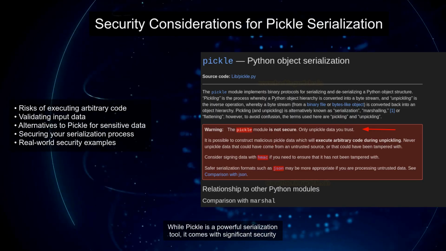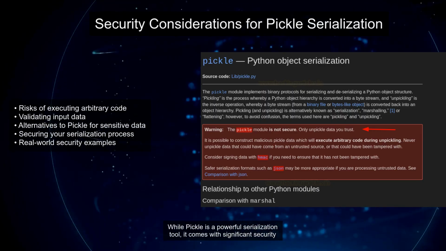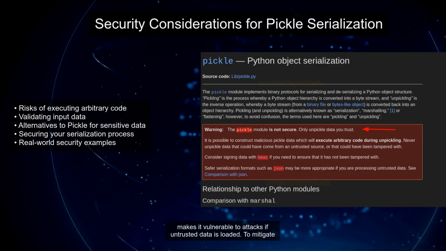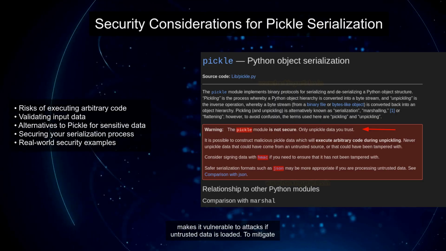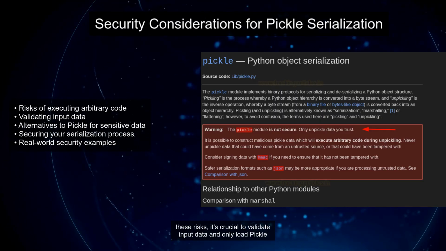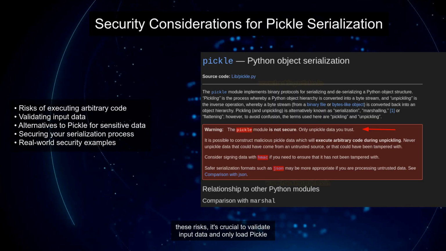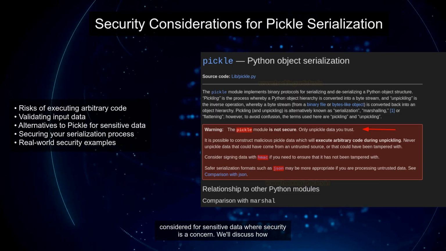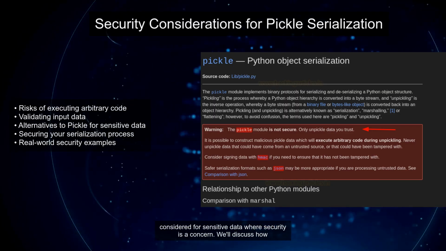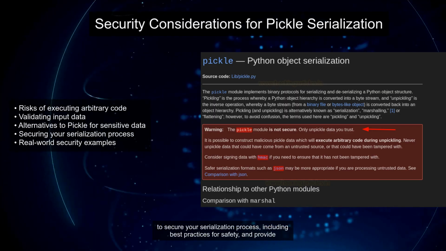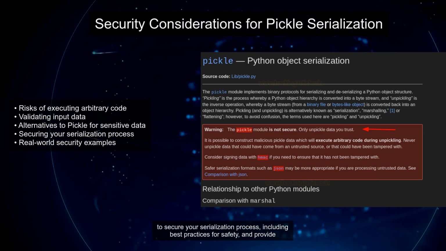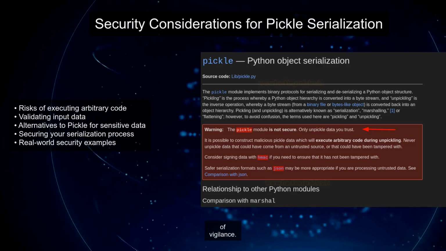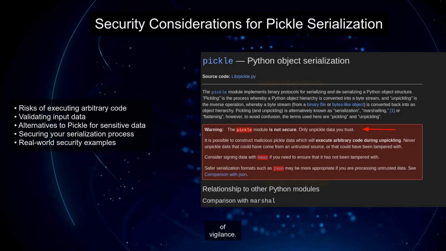While Pickle is a powerful serialization tool, it comes with significant security risks due to its ability to execute arbitrary code during deserialization. This makes it vulnerable to attacks if untrusted data is loaded. To mitigate these risks, it's crucial to validate input data and only load Pickle data from trusted sources. Alternatives to Pickle, such as JSON, should be considered for sensitive data where security is a concern. We'll discuss how to secure your serialization process, including best practices for safety, and provide real-world examples of security breaches related to Pickle to highlight the importance of vigilance.